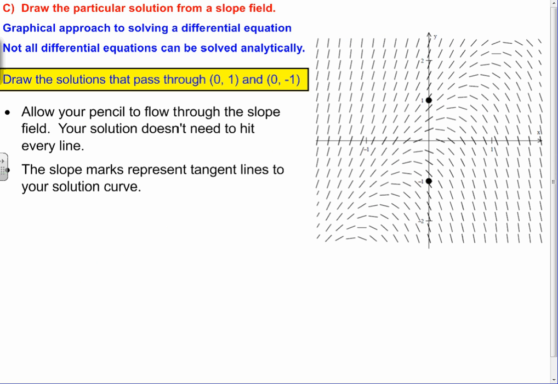The next one, draw the particular solution from the slope field. And remember how these slopes are kind of helping guide our pencil through the slopes. So we're going to draw 2 solutions, one of the solutions that passes through the point 0, 1, and one that passes through the point 0, negative 1. So I want to cut through 0, 1. And I can see here this is 1 and this is 1, so fairly large scale on this slope field, or this coordinate plane.